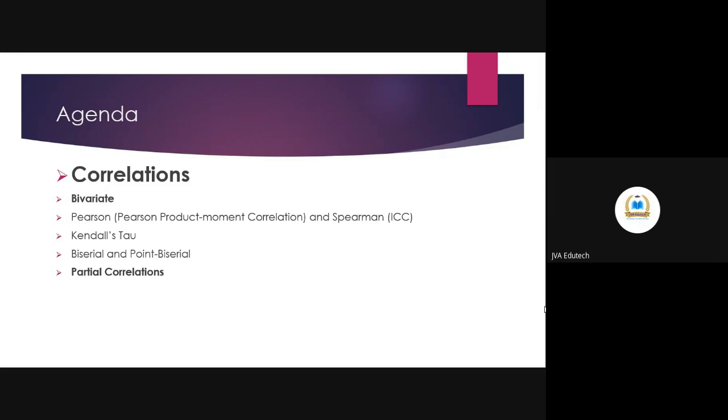We apply the chi-square test of goodness of fit or the chi-square test of relationship. That is completely non-parametric correlation. But here one of the variables is dichotomous, so we have to choose biserial or point biserial. If there is a continuous dichotomy, then biserial. If there is a discrete dichotomy, which is mostly found in the population, then point biserial correlation. The fifth one is the partial correlation.